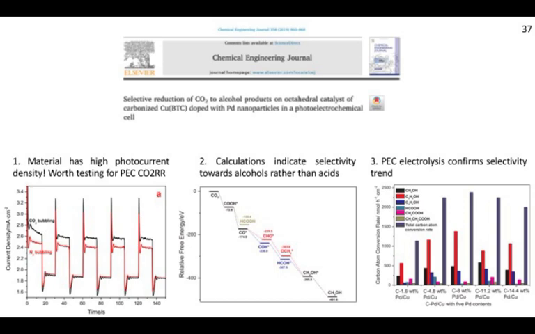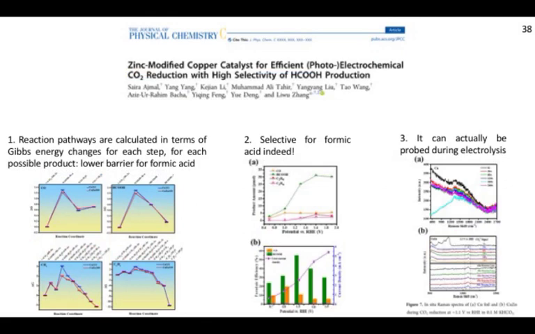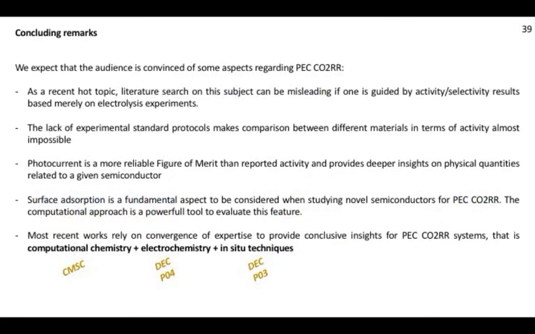Or this other one, the author has a material with remarkable photocurrents, so it's worth testing. Calculations predict selectivity toward alcohols, and the electrolysis confirms the expected trend. Another example, the reaction pathways: the calculated pathway indicates that the barrier for formic acid formation is lower. The selectivity is observed again in the electrolysis experiment, and it's also followed in this case by in situ Raman spectroscopy. So before briefly talking about our results on silver oxides, this is what I'm trying to convince the audience of.